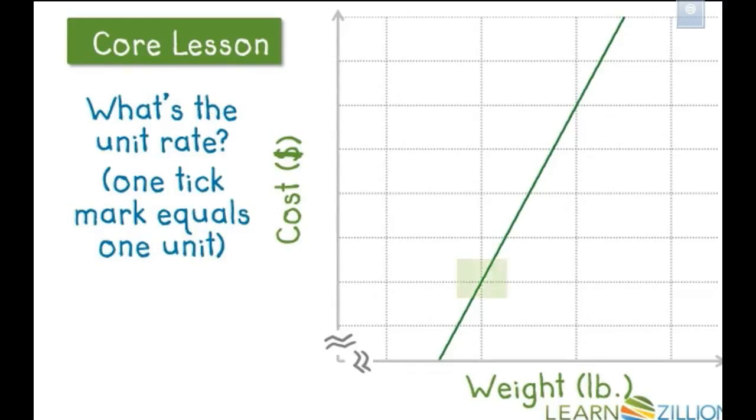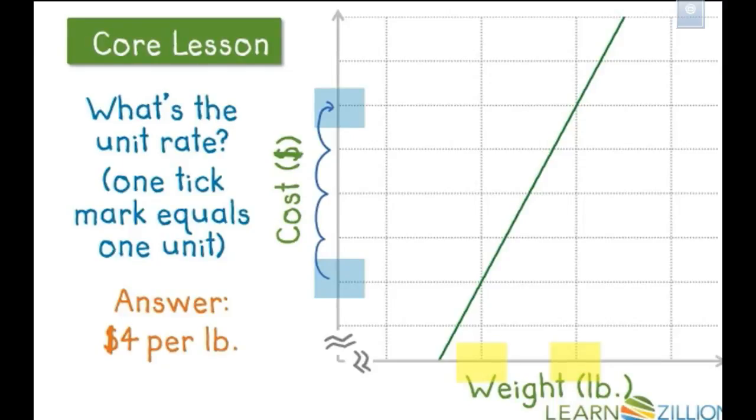Pick any ordered pair on the graph, and imagine that you knew its x and y coordinates. To find the unit rate, imagine that you decided you wanted 1 more pound than you had planned. Find the corresponding tick mark on the y-axis, and you can see that moving one unit over, that one additional pound, resulted in an additional cost of $4. So even without seeing any specific numbers on the axis, we know that the unit rate is $4 per pound.